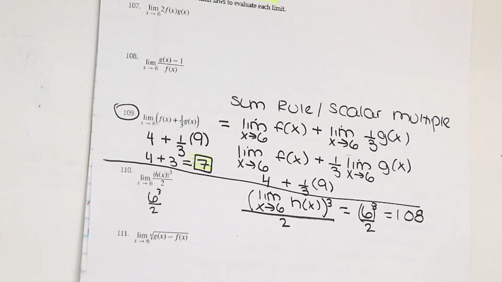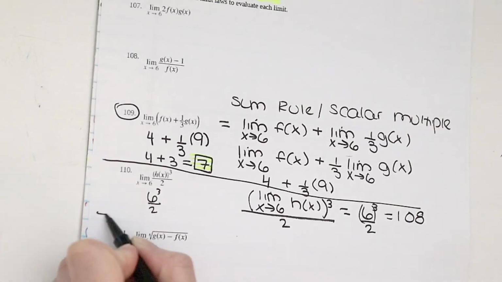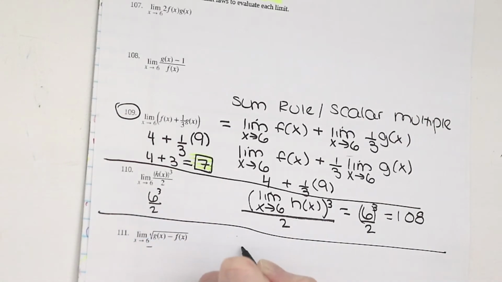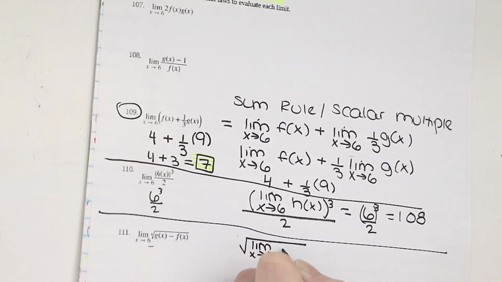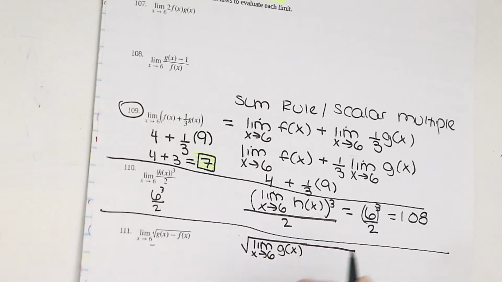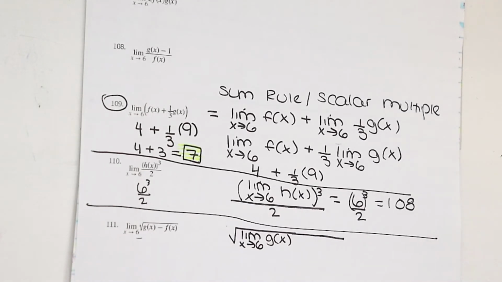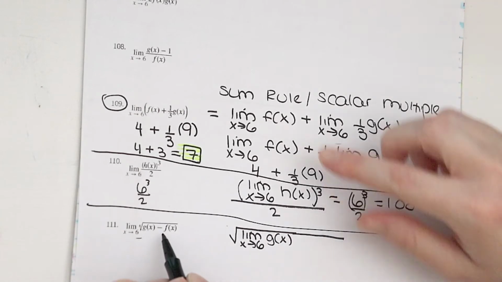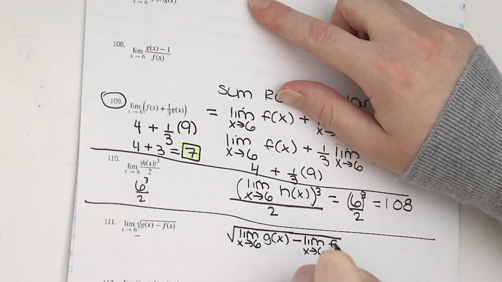So the same thing is true for question number 111. What you can do is you can use the composition rule that allows you to slip this limit inside of that composite function of a square root of g of x minus f of x. So what you would do is you would write this as the square root of the limit as x goes to 6 of g of x. And then also you have a difference. So because you have a difference, you can split that up by the difference rule. So you would have minus, and then the limit as x goes to 6 of f of x.